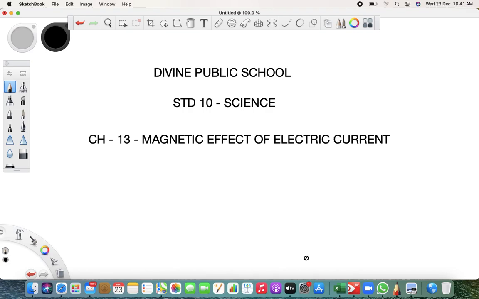We are going to start with physics, chapter number 13, magnetic effect of electric current. Now, the name itself suggests a little bit more, it says magnetic effect. Surprisingly, how is a magnetic effect related to current? The first question arises in our mind.